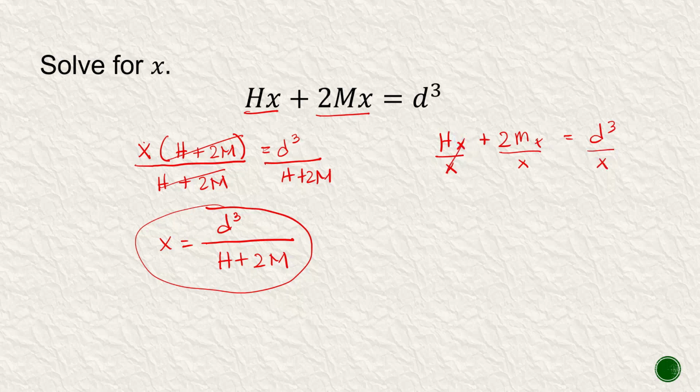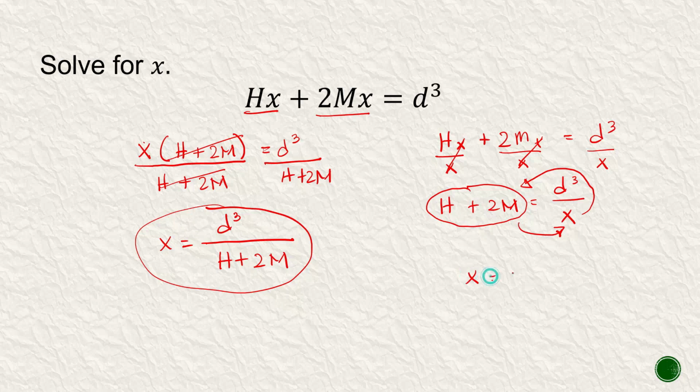So this will be cancelled out. This will be cancelled out. So now this will be h plus 2m equals d raised to 3 all over x. So this is one thing that you can do every time you have this kind of problem. Okay, you can actually switch this one and then this. So meaning that h plus 2m will be placed here and this x will be placed on this side, right? So this will be x equals d raised to 3 all over h plus 2m.